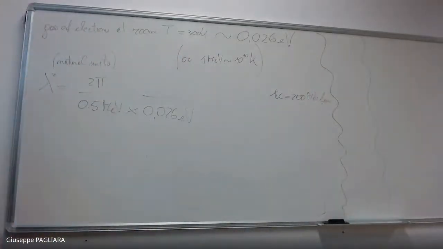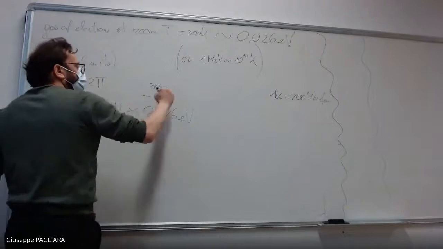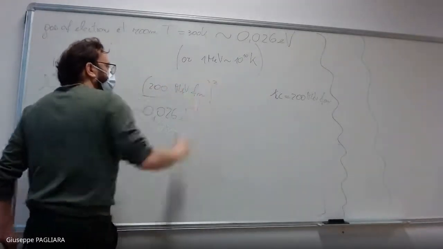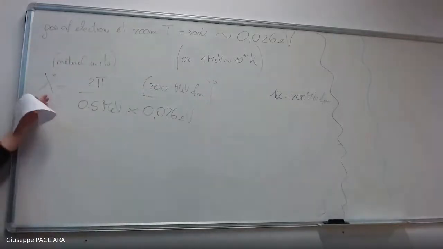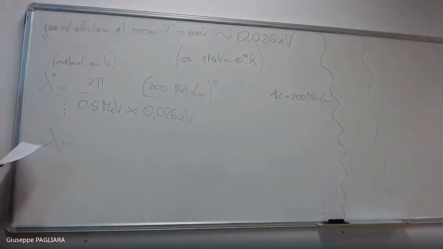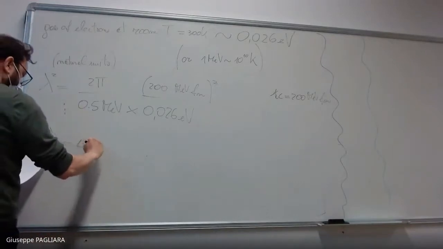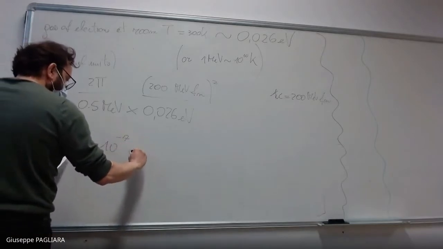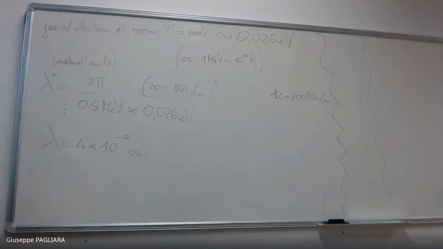So if you multiply by this 200 MeV Fermi to the power of 2, then you get a length scale as you like. Now you do the calculation, and lambda comes out to be 4 times 10 to the minus 7 centimeter. So this is the thermal de Broglie wavelength of a gas of electrons at room temperature.